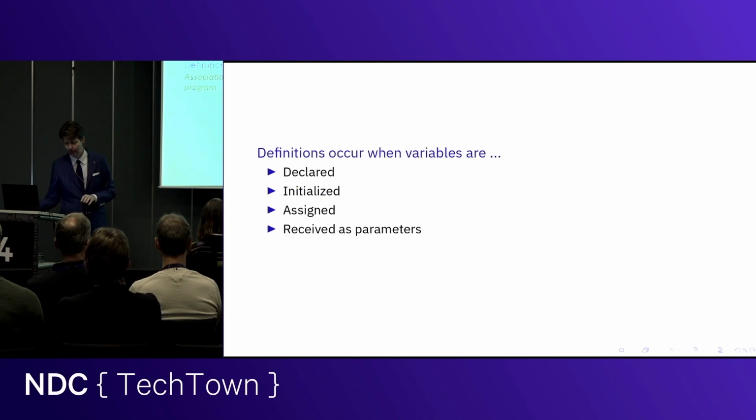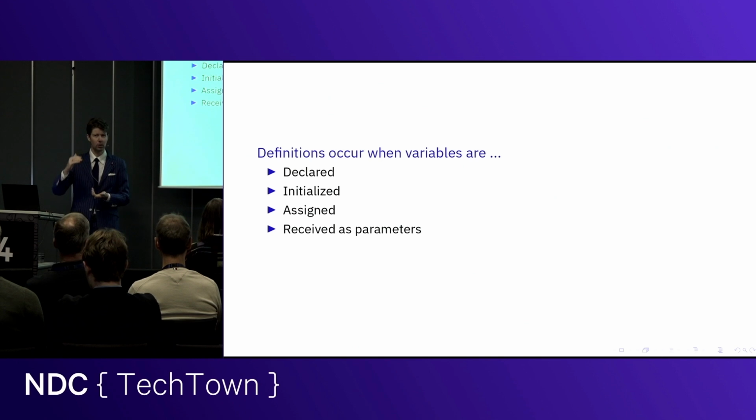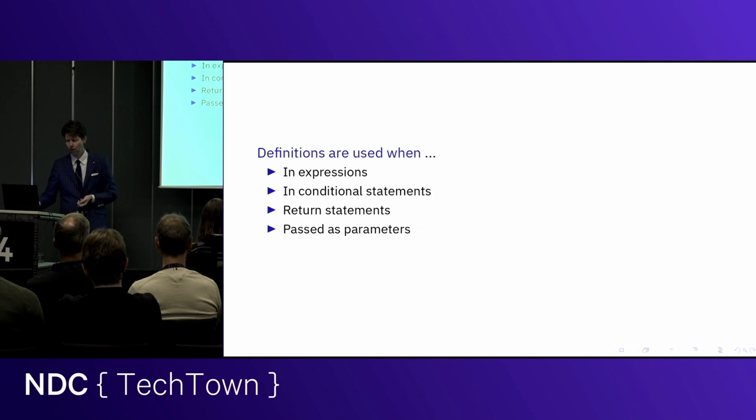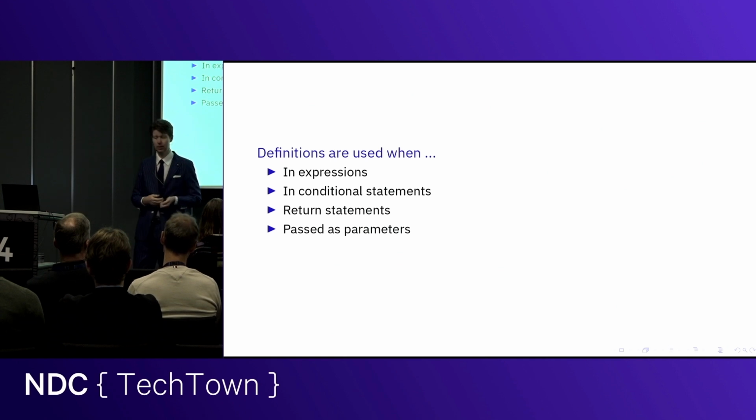But if you break it down a bit, it gets a little bit clearer. Definitions occur when variables are declared, initialized, assigned, or received as parameters. It's when you say a variable is defined. This has a sort of temporal component. Definitions are used when they appear in expressions, conditional statements, returns, or passed as parameters. That's when you consider using them.